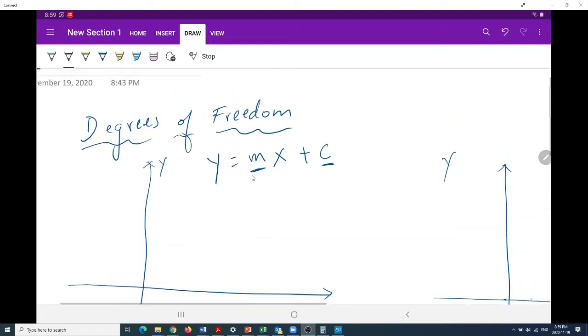Hello everybody. So in this video, we will be looking at the degrees of freedom. Feel free to watch this video at 1.25 times the speed or 1.5 times the speed, whichever you are comfortable at.